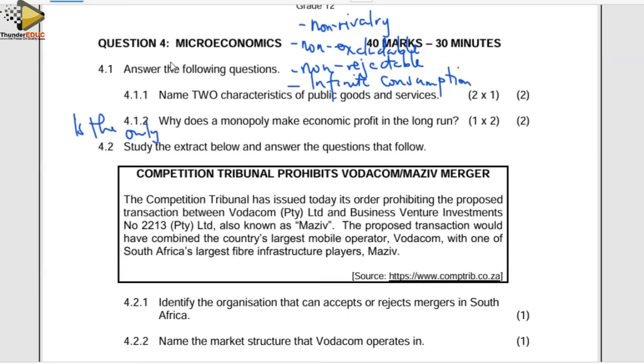There's no competition there. There's only one business in that particular industry. The business revenue and cost curves are the market's revenue and cost curves. So at the same time, it means that business is going to keep on making profits in the long run because it's the only one.